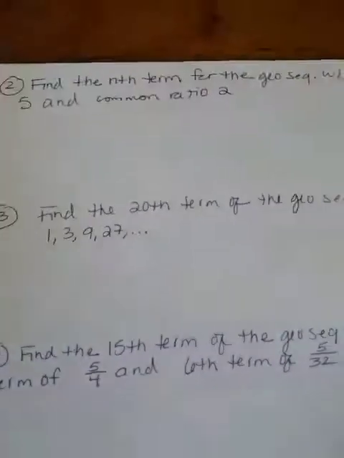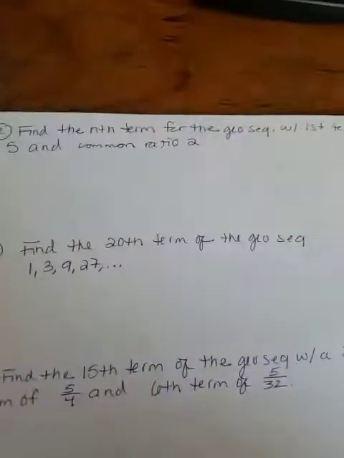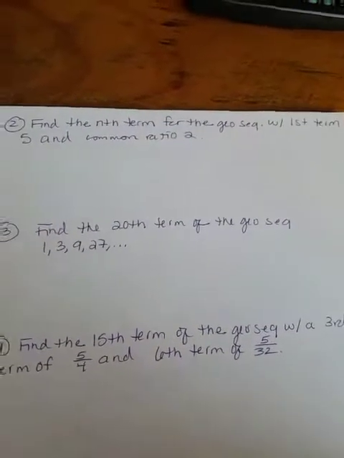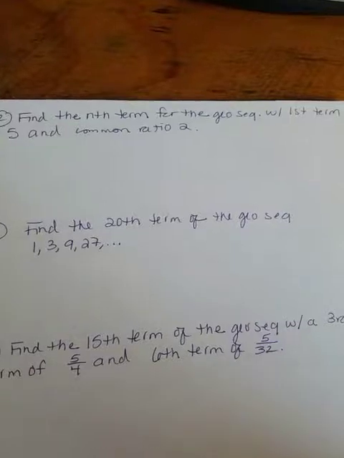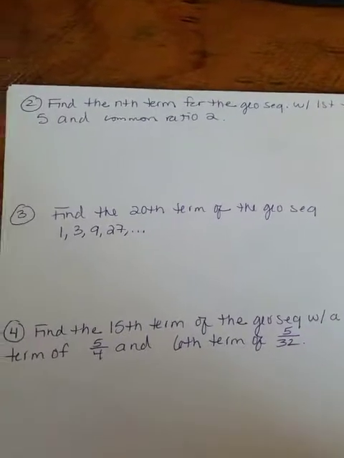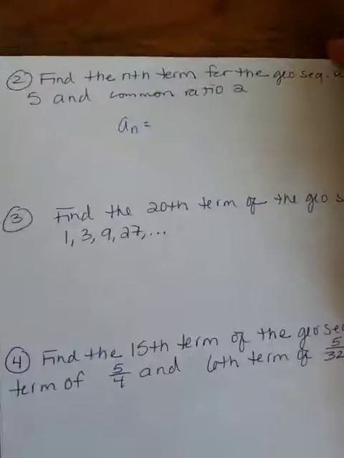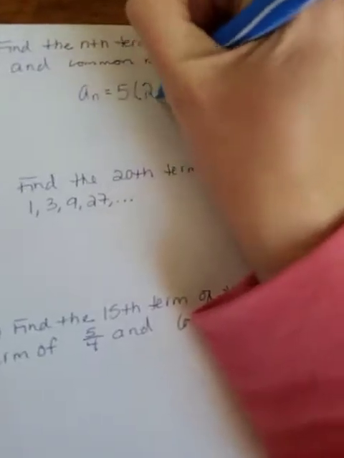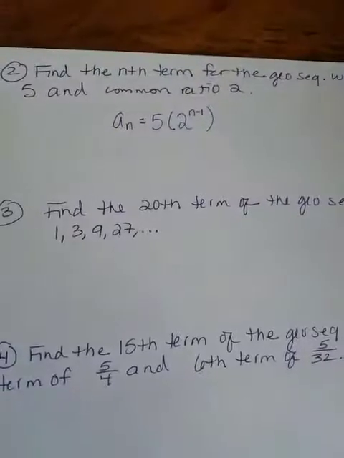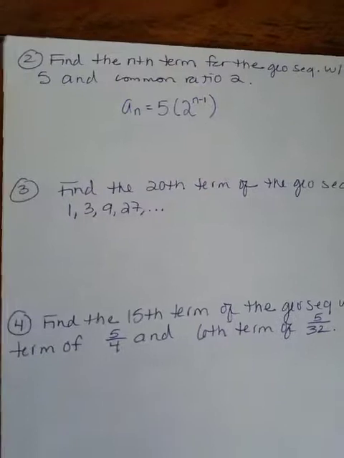All right, moving right along. So number 2, find the nth term for the geometric sequence with the first term 5 and the common ratio of 2. So using the little equation we derived on the other side, we're looking for a sub n. Again, this one's just as straightforward as number 2 from yesterday. Your first term is 5, so that's your a sub 1, and your common ratio is 2, so it's 2 to the n minus 1. And that's your answer. That one's pretty straightforward, just like yesterday.